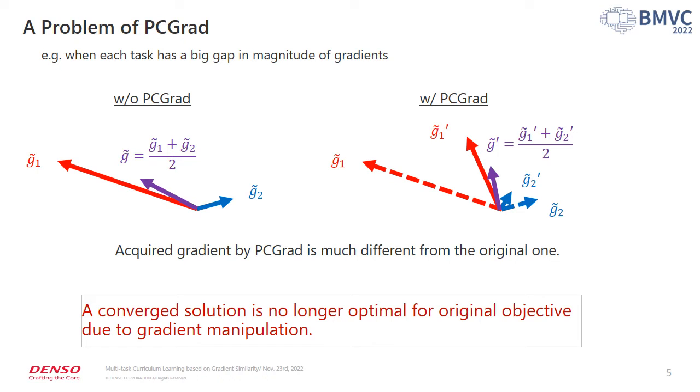However, PC-grad may not work well in some cases. This figure shows the case where each task has a big difference in magnitude of gradients. The left-hand side shows the case without PC-grad, and the right-hand side shows the case with PC-grad, and acquired gradients are represented in purple arrows. You can see that the acquired gradient by PC-grad is much different from the original one. Therefore, we can say that a converged solution by PC-grad is no longer optimal for the original objective due to gradient manipulation.